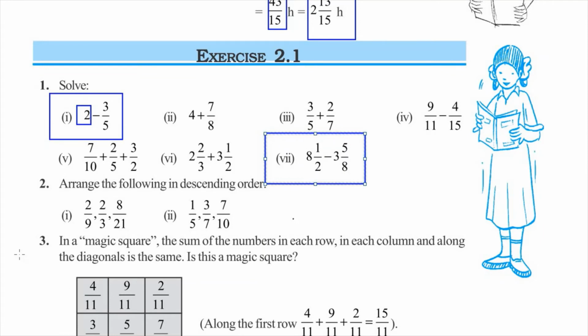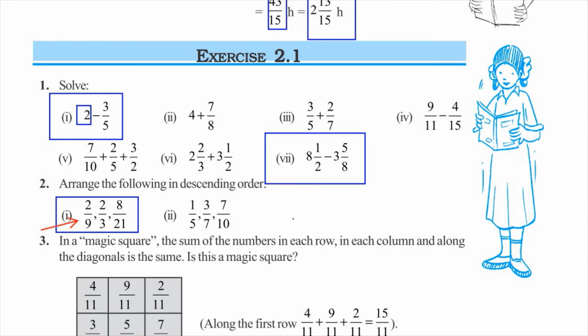Up next we have arrange the following in descending order. Let us try to do this one. Before you try to convert them into improper fractions, into like fractions, what you can do is try to get an intuitive understanding of this. Look at the first one. This is saying that the numerator 2 is less than a third of 9. If you have 9 of something, and you have only 2 with you, then you have less than a third of it.